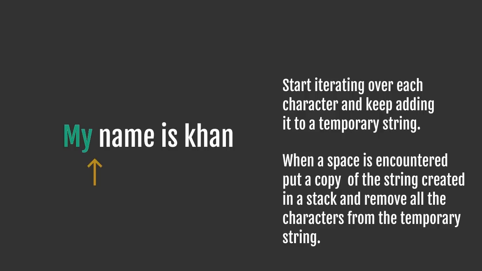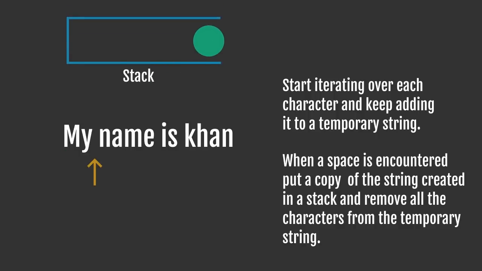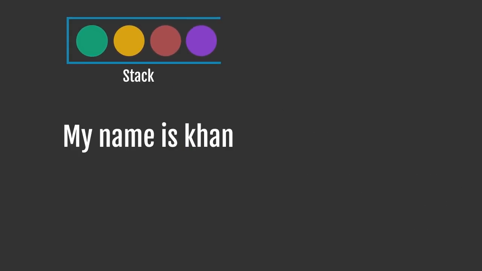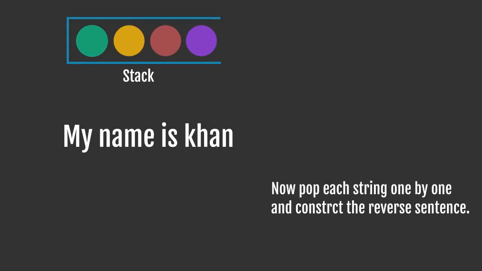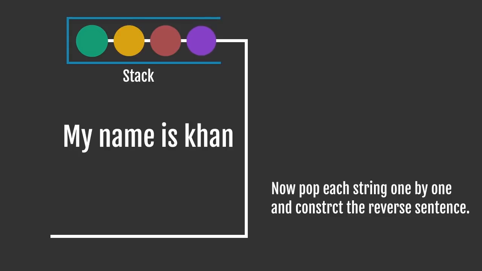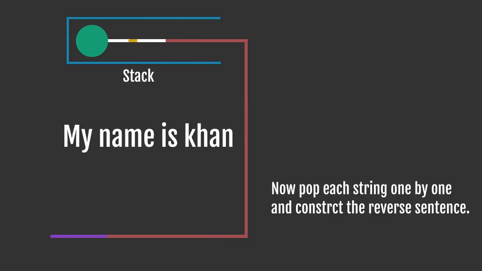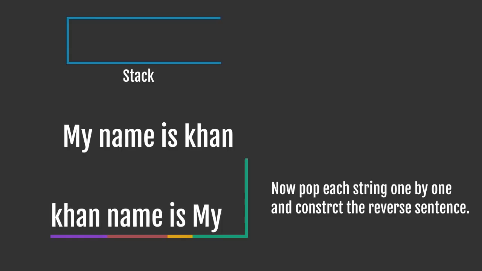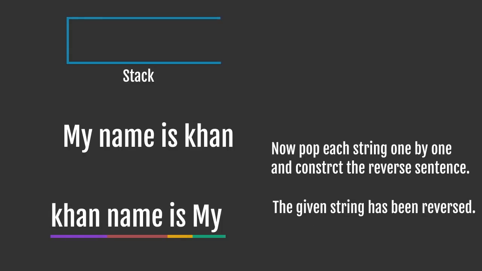When a space is encountered, put a copy of the temporary string created in a stack, and remove all of the characters from the temporary string. Do this for all the words in the sentence, and push them in the stack sequentially. Now, pop each string one by one from the stack, and construct the reverse sentence. The given string has been reversed.